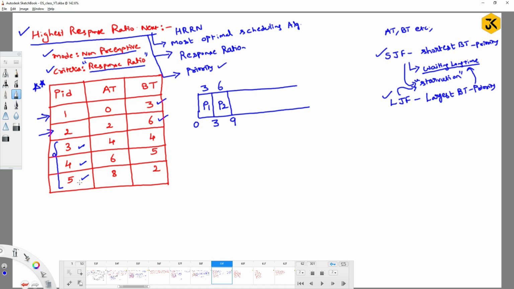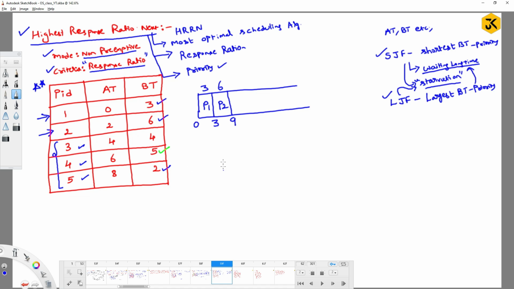Now, if you apply the SJF algorithm, you are going to give the chance to P5. If you use largest job first, you are going to give the chance to process 4, right? Because of giving like that, the shorter process or the longer process in LJF might be in a starvation state. Here, in this HRRN algorithm, we have to minimize the waiting time of the process also. We have to consider the waiting time of the process.